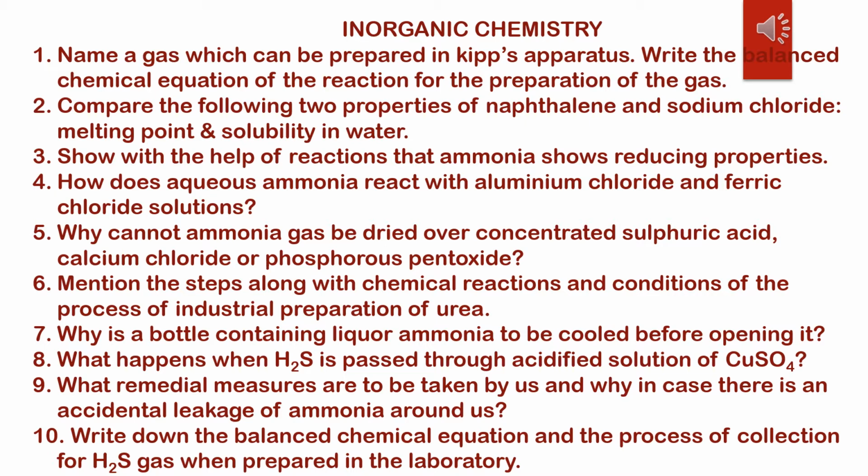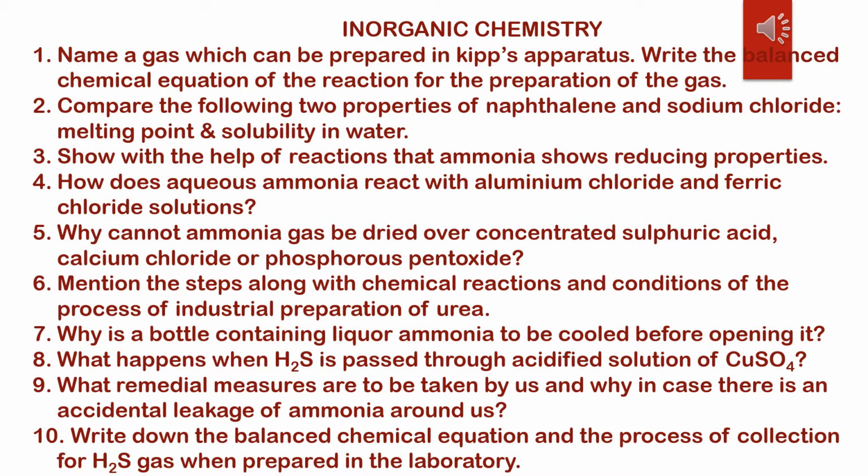So when ammonia is passed over heated cupric oxide, it reduces CuO to brown copper. Reaction: 2NH3 plus 3CuO equal to 3Cu plus 3H2O plus N2. And another example, when ammonia is passed over heated PbO, that is lead oxide, it reduces lead oxide to lead. So 2NH3 plus 3PbO equal to 3Pb plus 3H2O plus N2.